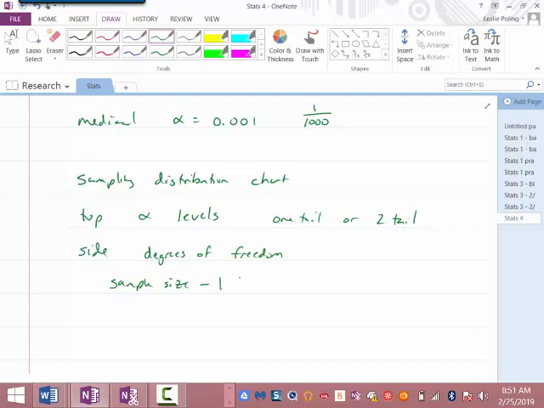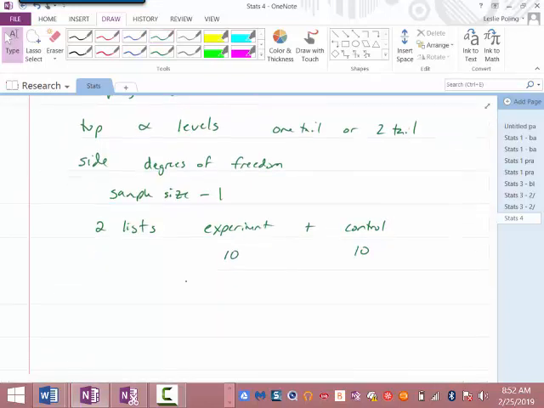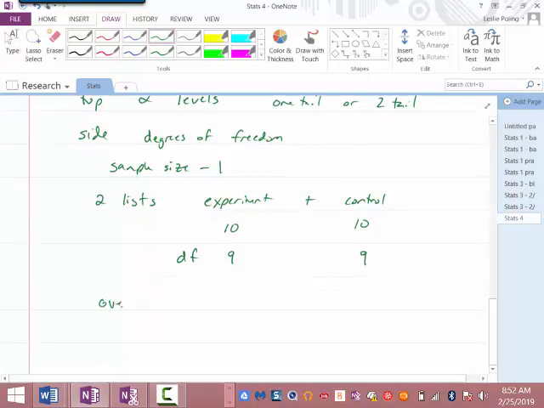Okay? Now, if you have two lists, like an experiment and a control, and there are 10 in each of those, your degrees of freedom would be 9 for your experimental group and 9 for your control group. So what are your overall degrees of freedom for this experiment? 18.